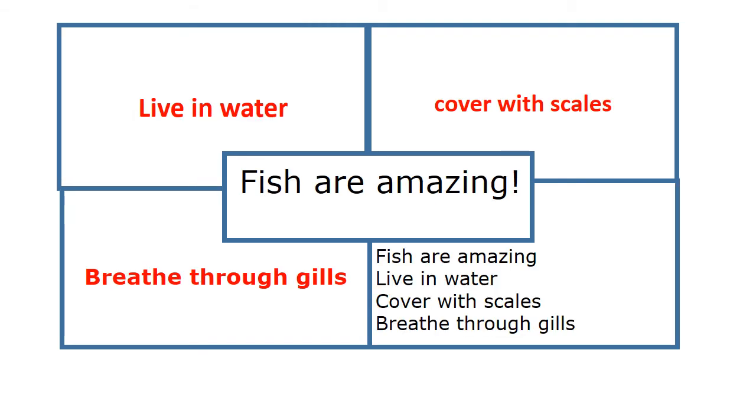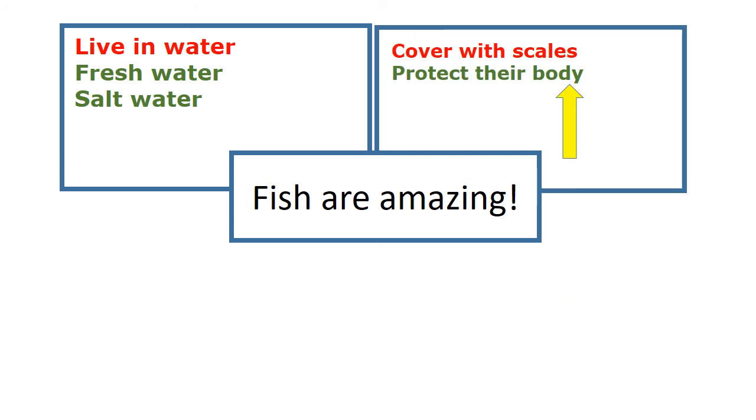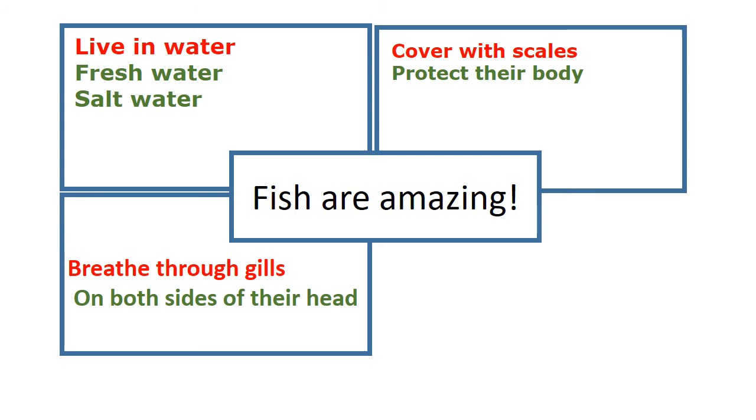Our last square, we do not write any new information, but we use the information from the other squares so we can complete our paragraph. What are we going to do next? Can you think about anything else you can use or say about a fish? Let's try. Yes, we can say they live in water, they live in fresh water, they live in salt water. What else can we say about fish? Fish are covered with scales to protect their body. We can say they breathe through gills, and we remember that the gills are on both sides of the head, so we can talk about that.